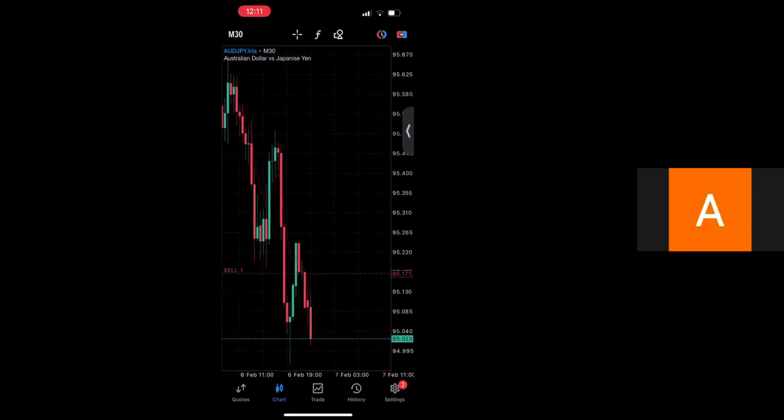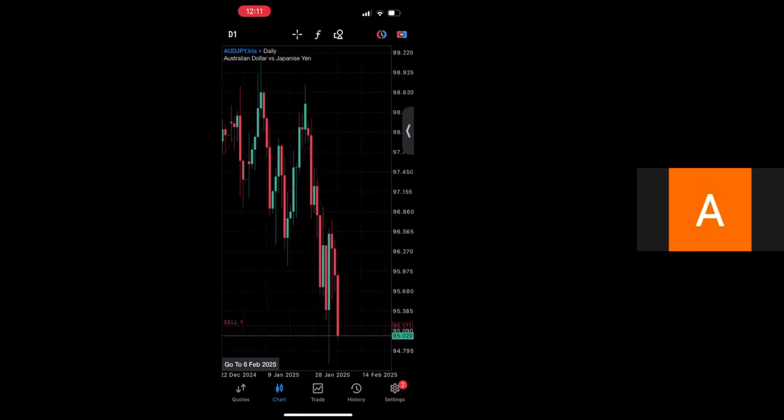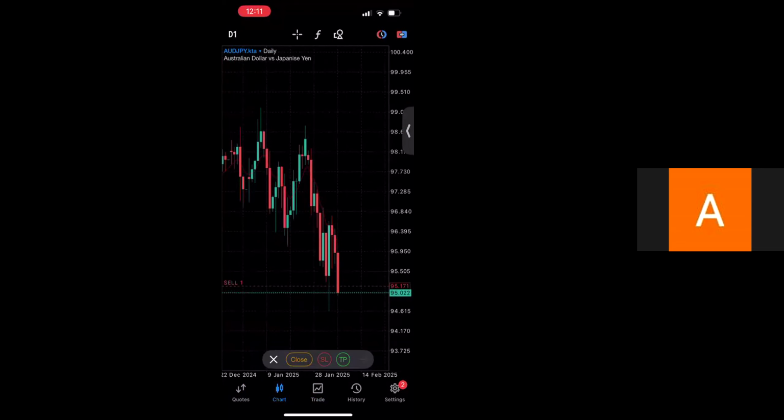So if I put my TP, let's say I put my TP on this low here, you can see how much I'm potentially going to be able to make on this trade.